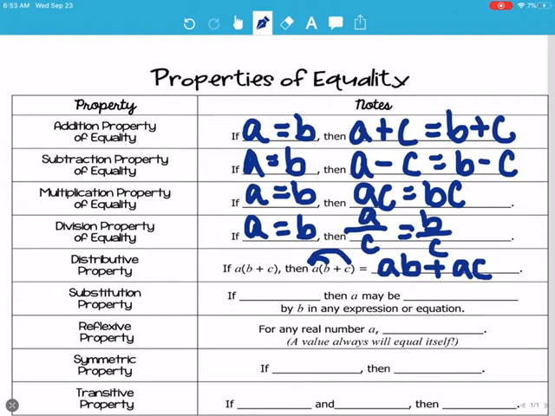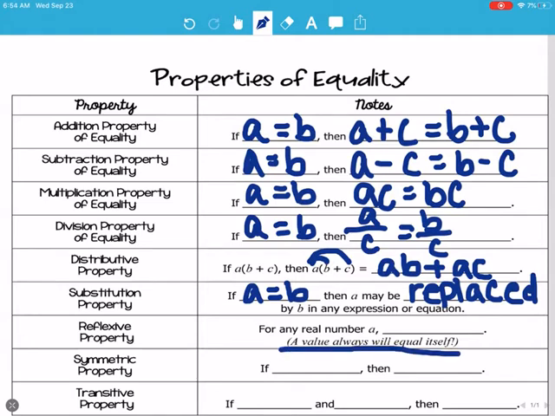Okay, next is substitution property. So if A and B are the same thing, I then can take A and replace it with B. That's when, for example, I find out that X equals 2, I can then put 2 in the place for X. That's what we're doing. We're substituting in, okay?